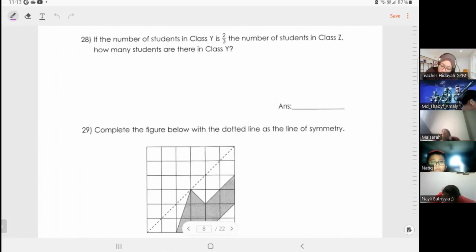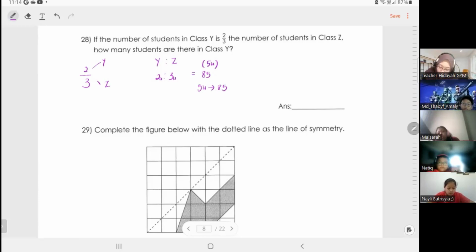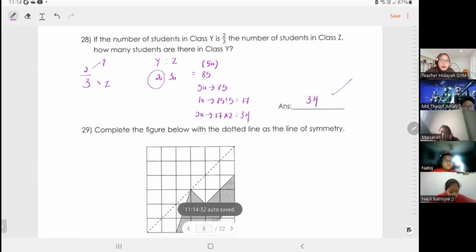Okay, so the ratio is 2/3, class Y and class Z. Which means Y is to Z is 2 is to 3. Total is 85. Total units will be 5 units. 5 units is 85. 1 unit is 85 divided by 5, and I get 17. In class Y, I want to find out, so it's 2 units, 17 times 2 equals 34. Answer is 34. Okay. Next one, number 29.